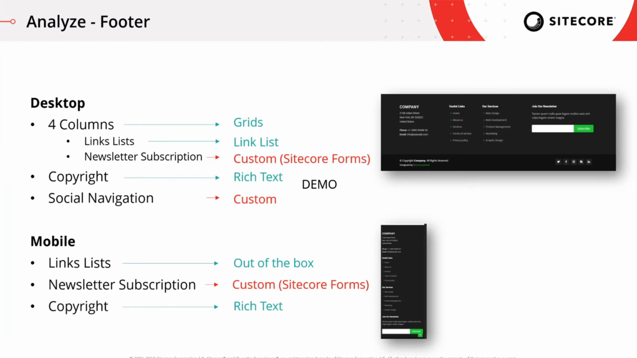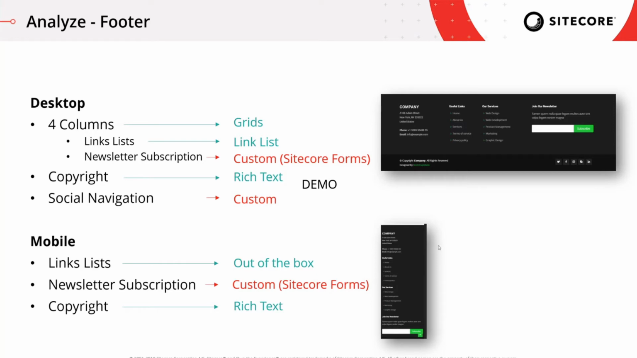So next we want to care about the footer. The footer consists more or less of a 4-column layout. We have the company address or company contact data. We have 2 link lists, and then we have the newsletter subscription element, or the newsletter subscription form. So all this again can be done using out-of-the-box components. We have to check the newsletter subscription, but yeah, let's see.